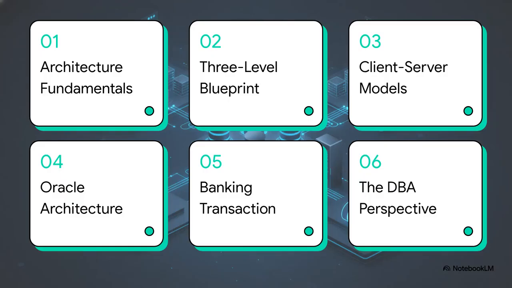Okay, here is our blueprint for today. We're going to cover: 1. Architecture fundamentals. 2. The 3-level blueprint. 3. Client-server models. 4. Inside Oracle architecture. 5. The banking transaction. And finally, 6. The DBA perspective. Let's dive right in.